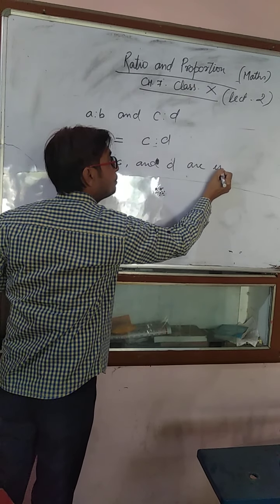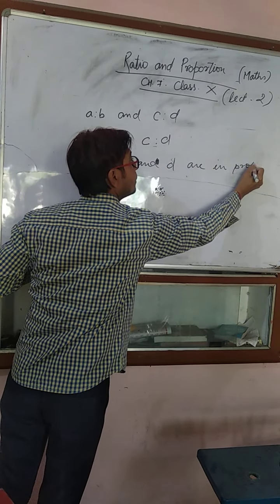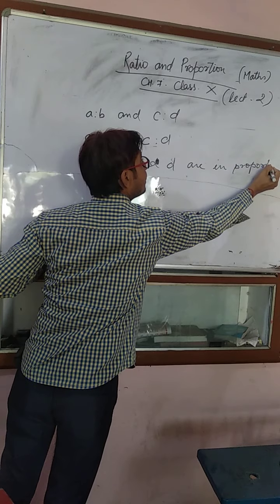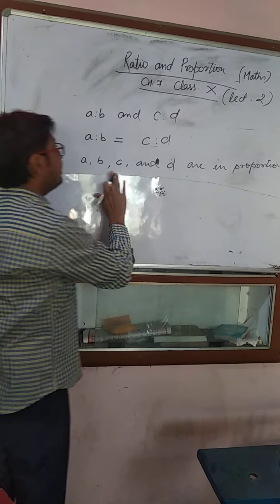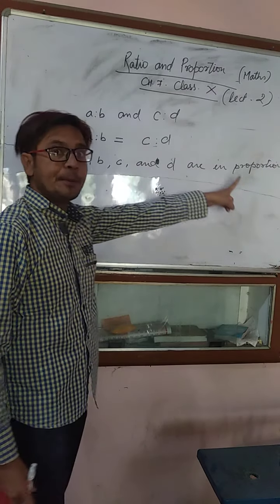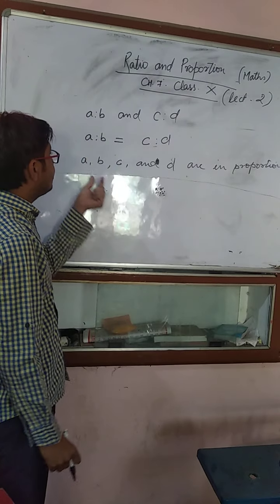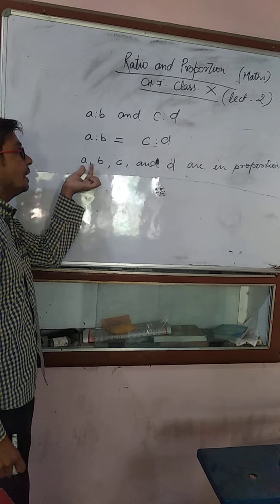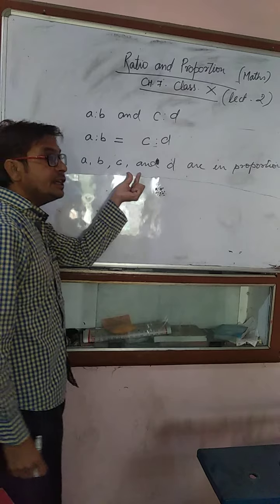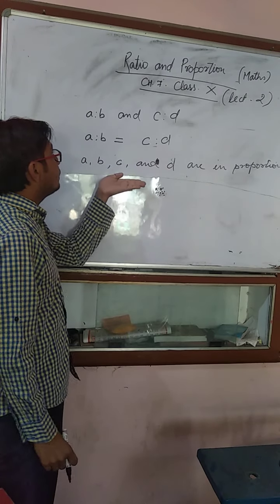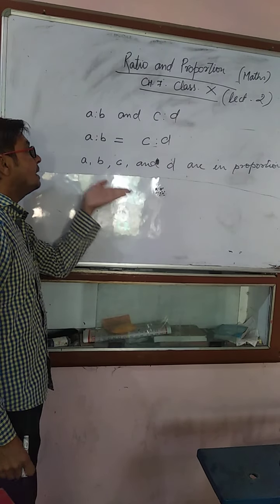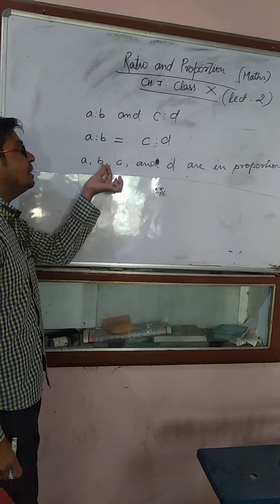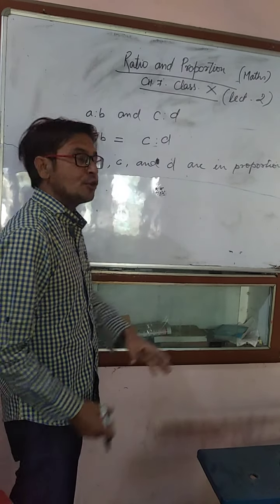A, B, C, D are in proportion. Means if the ratio of both of these two, A is to B and C is to D, are equal like this, then we can say that A, B, C and D are in proportion.